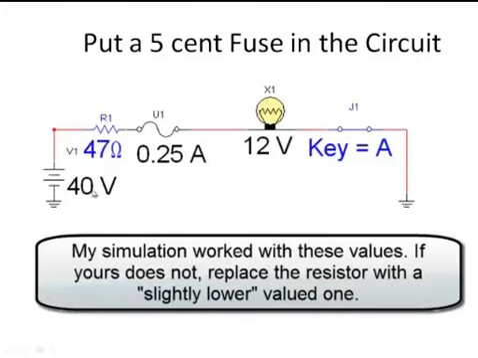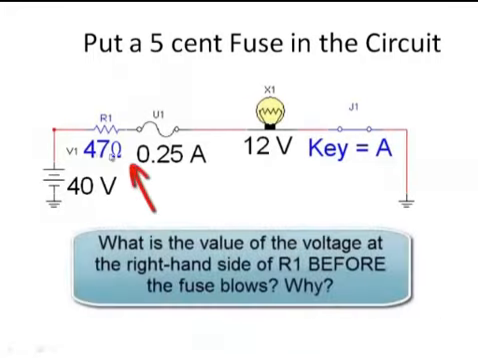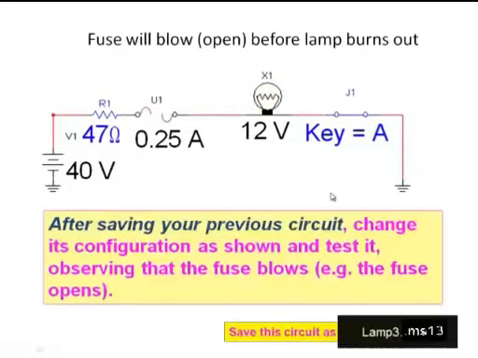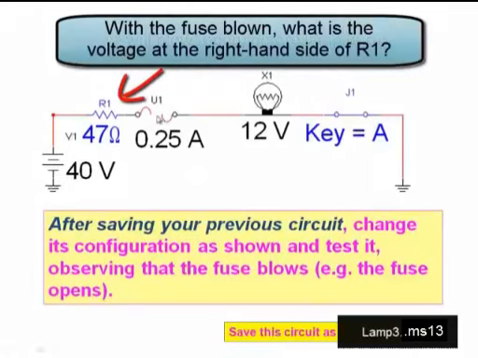We're going to leave the other components the same. We're going to keep the battery at 40 volts. We're going to keep the resistance of the resistor here at 47 ohms. And we're going to have a closed loop with a fuse in it. What's going to happen, instead of the lamp burning out, is that after a little bit of time the fuse will blow or it will open. So now, instead of having a closed loop, even though the switch is still closed here, we have an open loop because there's a gap here where the fuse used to be a solid link.